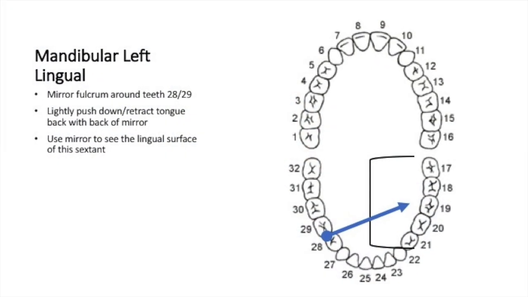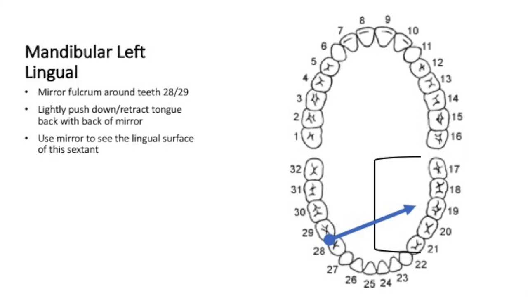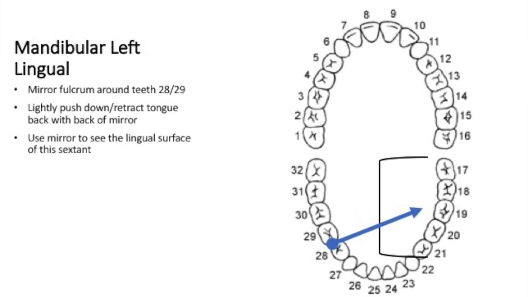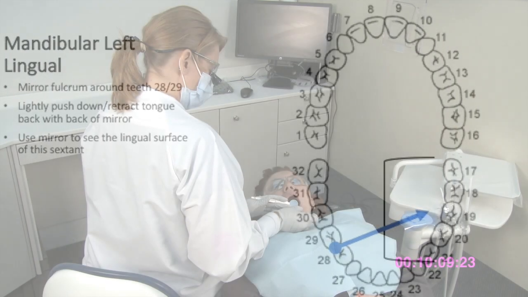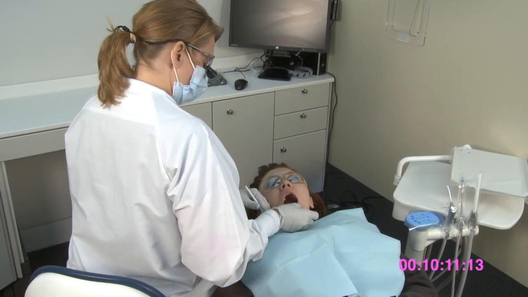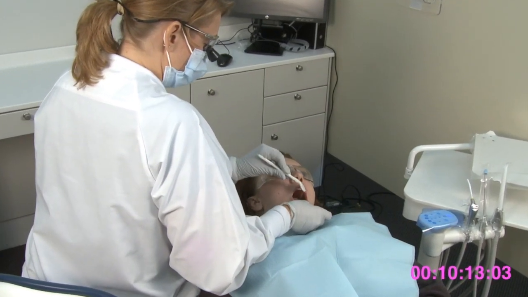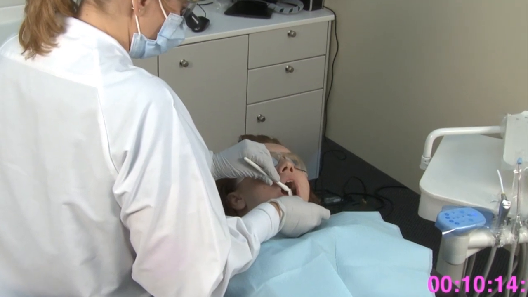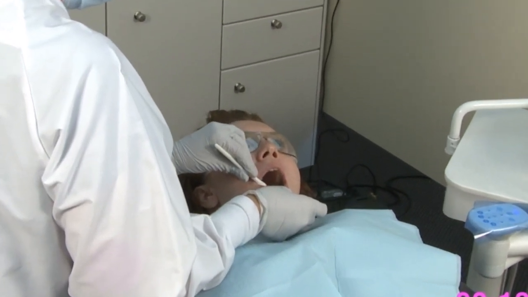Mandibular left lingual. The mirror fulcrum is on the right premolars. You will retract the tongue in addition to using the light from the mirror for reflection. The patient's head is turned away, and this is another option spot. The clinician can sit at the side position or at 9 o'clock.